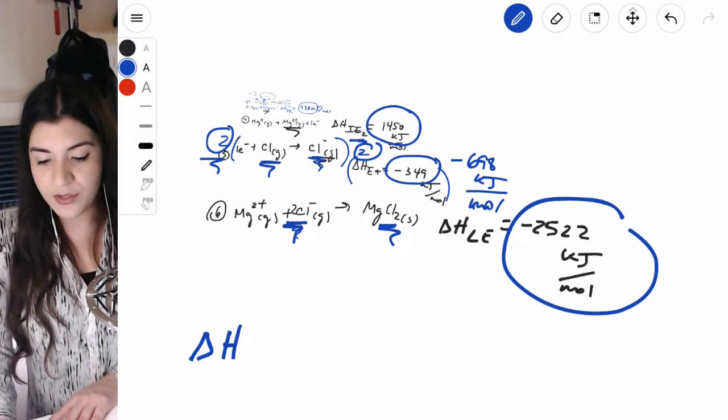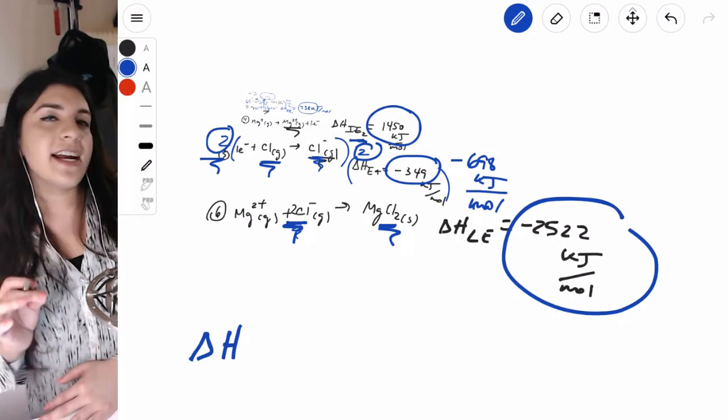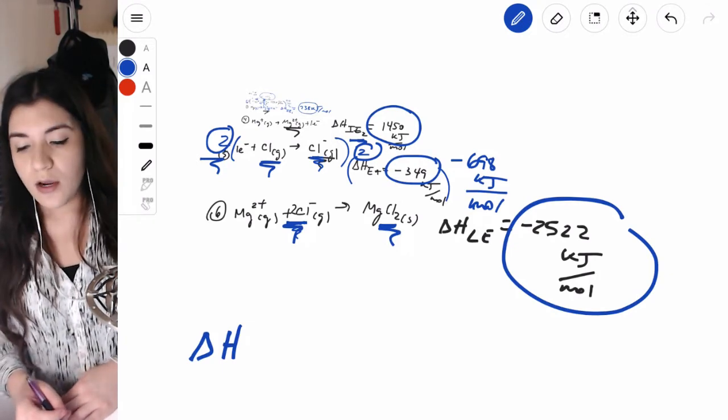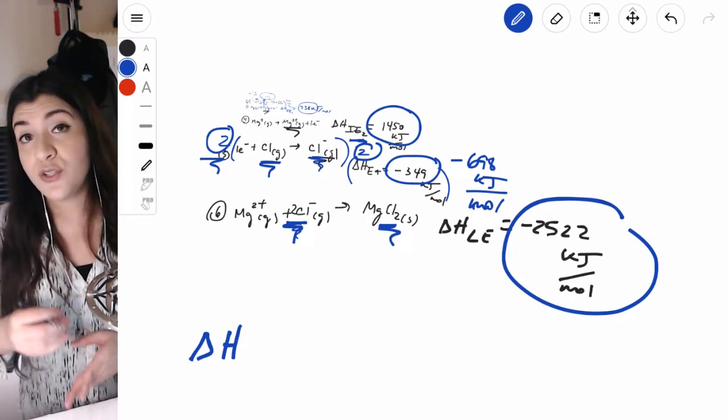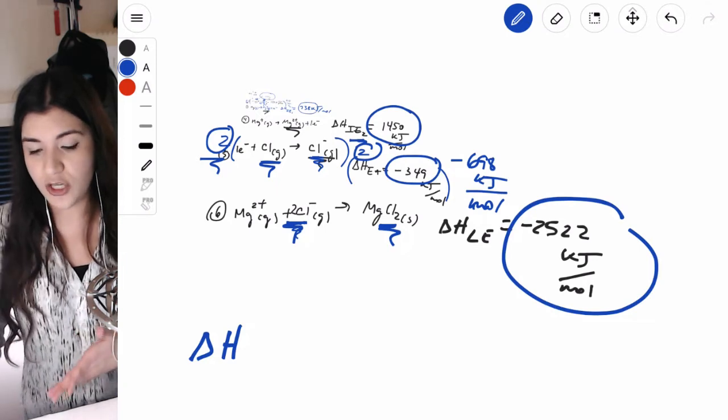After I add up all of those values, so this is a tiny bit similar to Hess's law, where whatever you do to your equation, you also have to do to your enthalpy change.